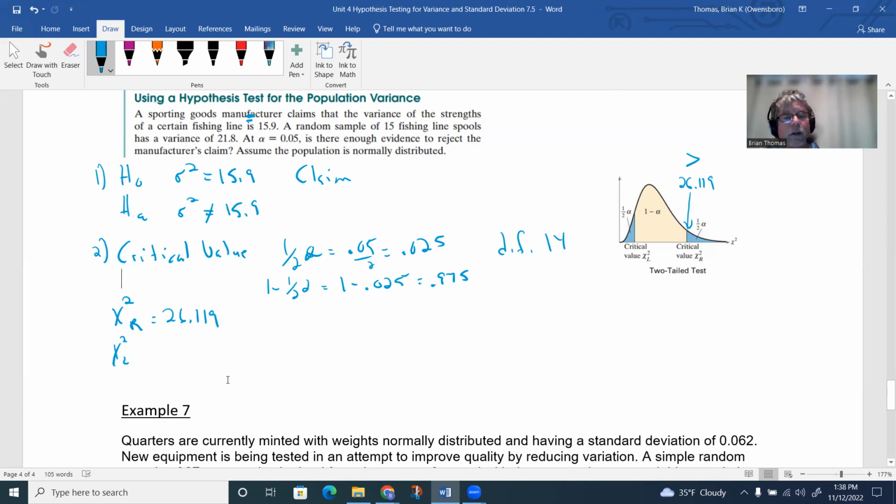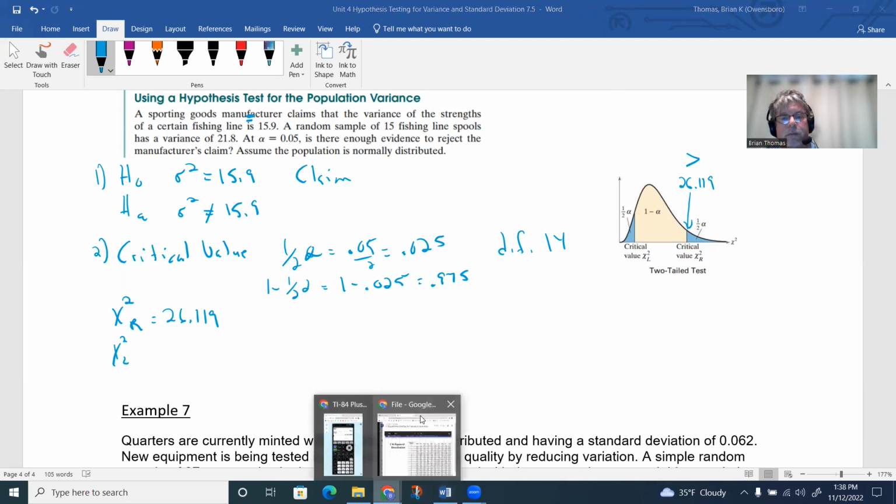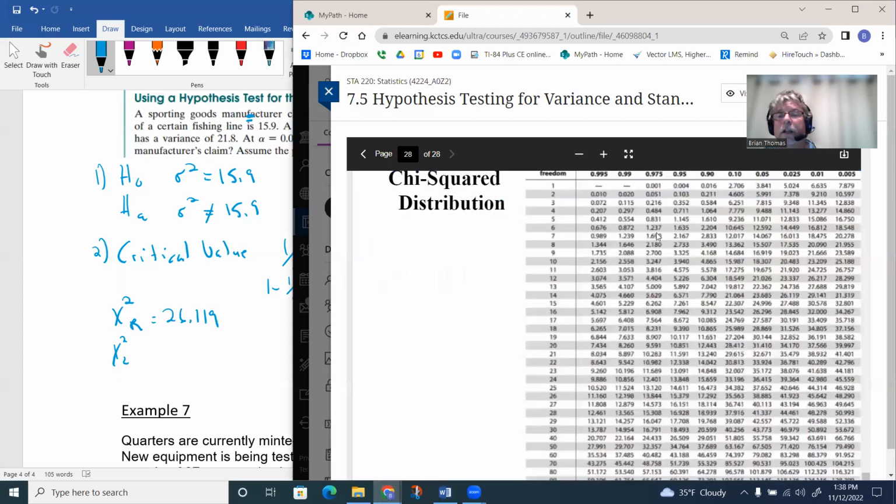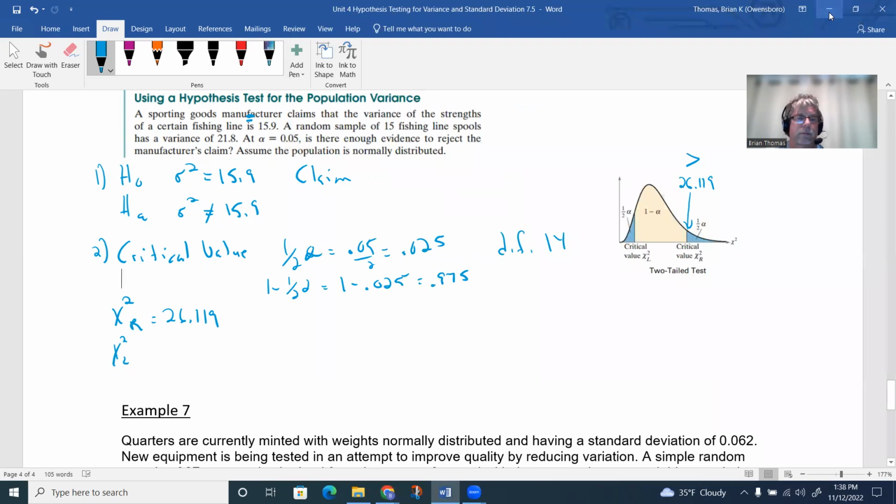And then for chi-squared L, we're going to use 0.975 with the 14. I'm seeing 5.629. So over here, we're getting this 5.629, and notice that our critical value has to be less than that. So we've got to be left of that.